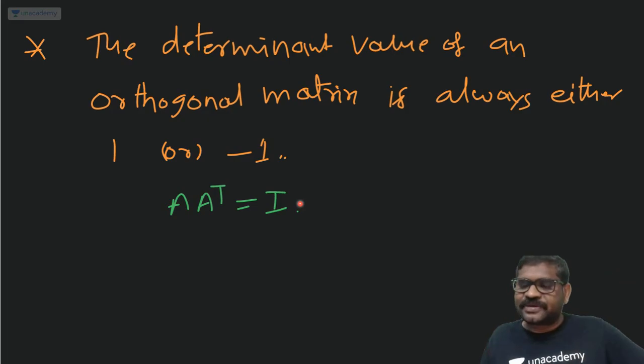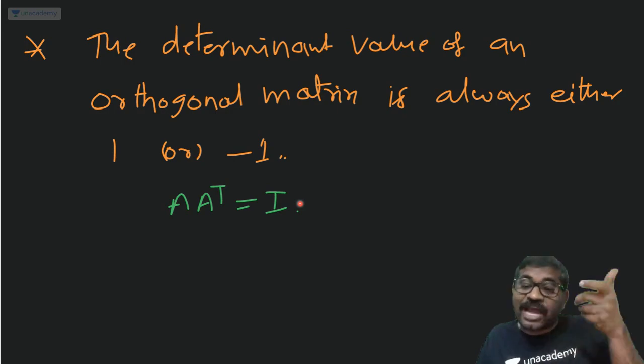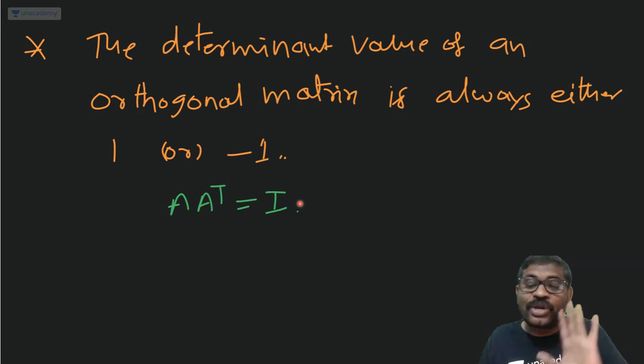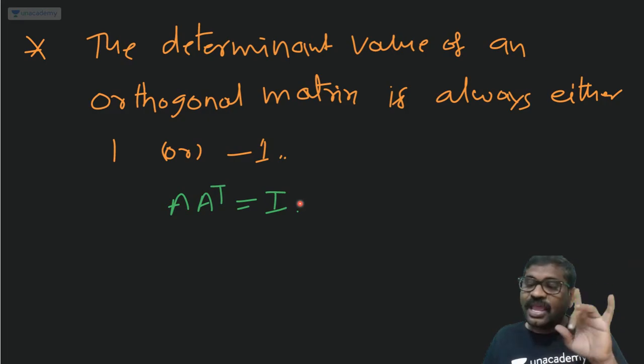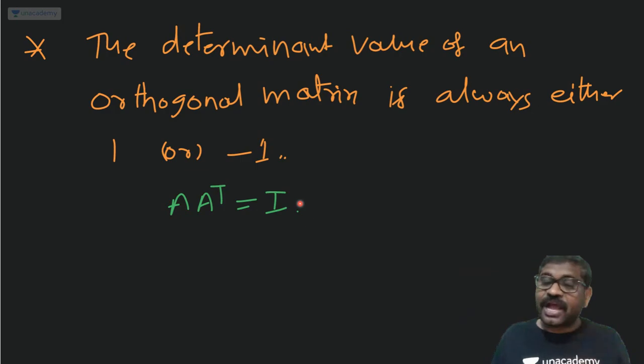Please understand. A is a matrix. A into A transpose equal to I. An orthogonal matrix is a collection of orthonormal vectors. When you take vectors, you can write R1 transpose dot R2 is 0. But don't write A into A transpose as 0. That is absolutely wrong. A into A transpose is I. I am not talking about vectors here, I am talking about the matrix.